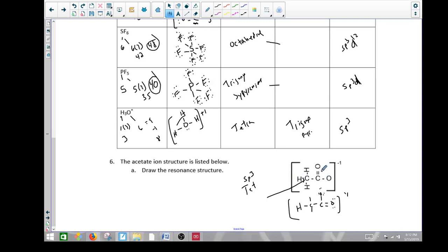But these angles, even though they look like they're different, they're actually all the same. 3 things off the center, that's sp2, 120 degrees and trigonal planar.